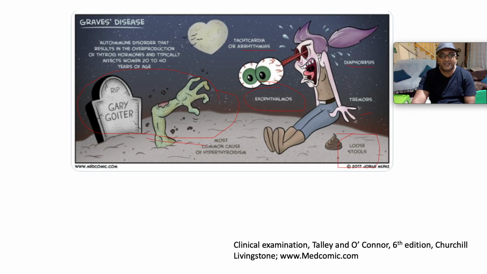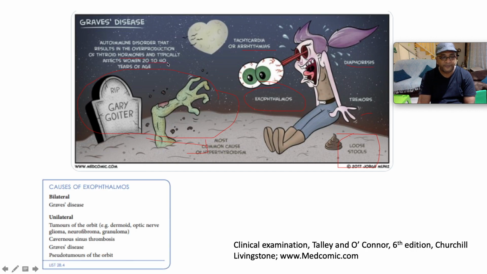And Graves is indeed the most common cause of hyperthyroidism. It is an autoimmune disorder that can result in overproduction of thyroid hormones, typically affecting women of childbearing age, 20 to 40 years old, alrighty? Guys, the differential for exophthalmos is quite broad. So bilateral exophthalmos is due to Graves' disease, but unilateral can be due to tumors of the orbit, cavernous sinus thrombosis, right? Graves' disease and pseudotumor of the orbit.